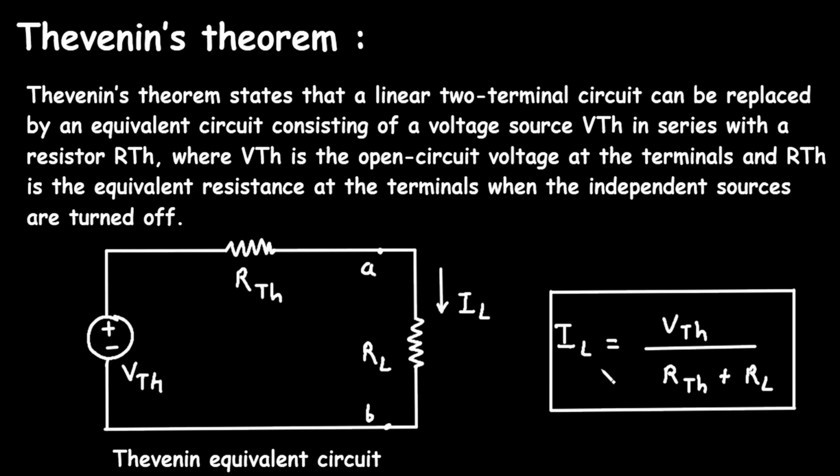This is simple Ohm's law. We know that according to Ohm's law, current is equal to voltage upon resistance. So, here the current is the load current IL, the voltage is VTH, and the resistance. Here we have to take both the resistances. These two resistances are connected in series. When resistances are connected in series, we add them. So, it will be RTH plus RL. This is the formula for finding load current IL, and this is called the Thevenin equivalent circuit.